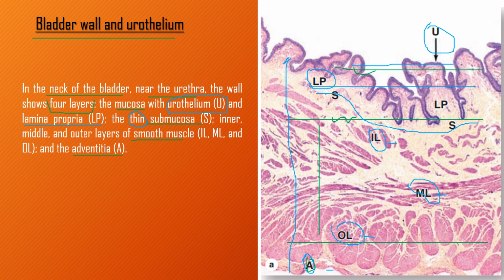Again, adventitia, then outer layer, middle layer of smooth muscles, and the inner layer of smooth muscles. Then submucosa and lamina propria of the mucosa and the urothelium of the mucosa. Got it?